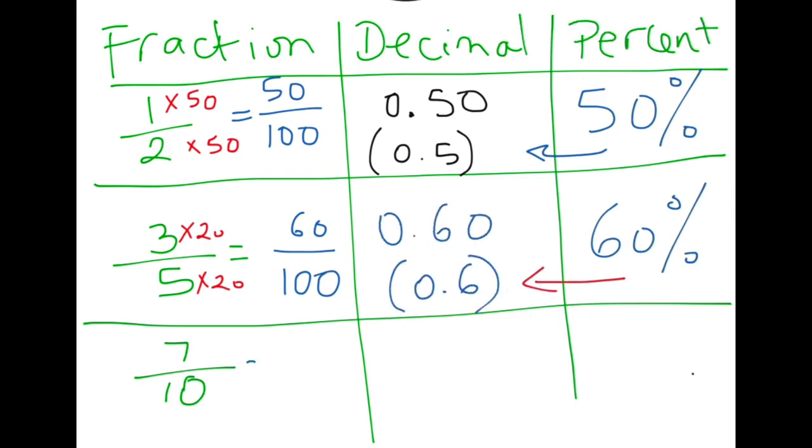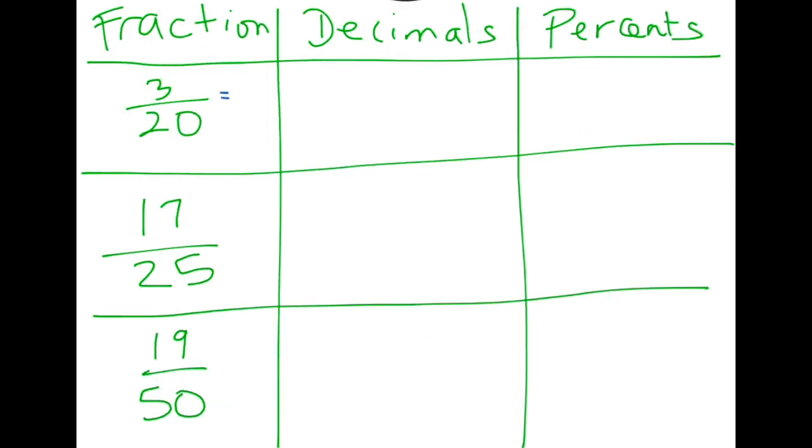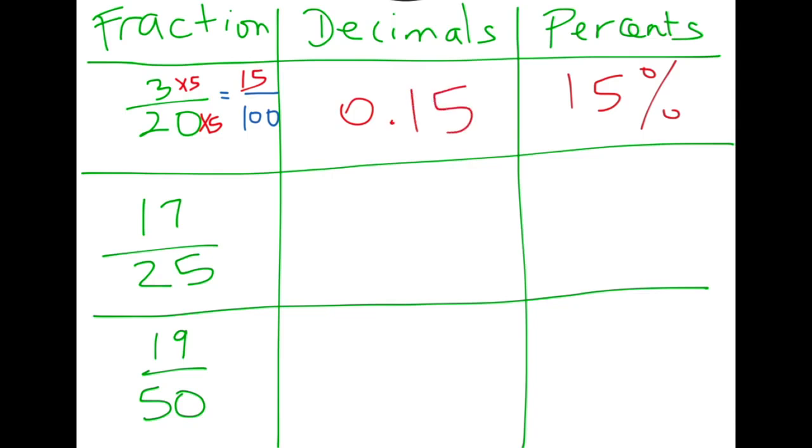Let's try the next one. So I want to have this fraction as 100 on the bottom. So that means I'm multiplying by 10 because times 10 is 100. Whatever I do on the bottom, I have to do the same thing on the top so that the two fractions are equivalent. So that will give me 70. 3 over 20. So what is that out of 100? Times 5, times 5. So that will give me 15 out of 100. That's 15%, 0.15.